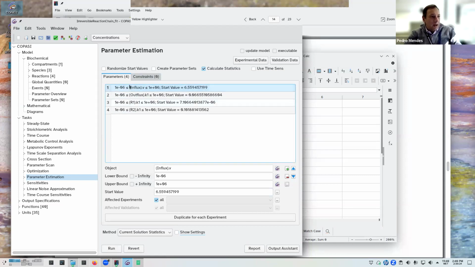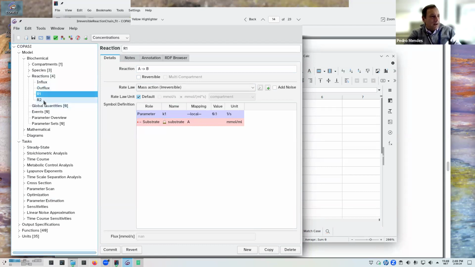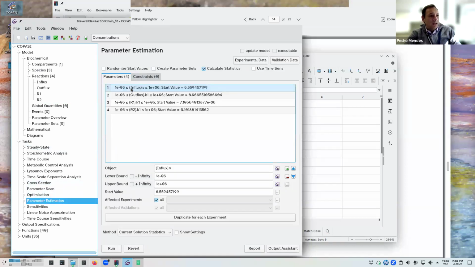So in this case, we're going to allow all the rate constants of the reactions. The influx is actually a fixed rate, but it has a parameter V. The outflux is a mass action, and has a parameter K. And then reaction 1 and reaction 2 also have parameters K. So what we chose in parameter estimation was the rate of influx, the V, the value of K1 of the reaction outflux, the value of K1 of reaction 1, and the value of K1 of reaction 2. And they are currently within quite large limits, between 10 to the minus 6 and 10 to the 6. And their start values are some values that the model had. But I could also randomize them.